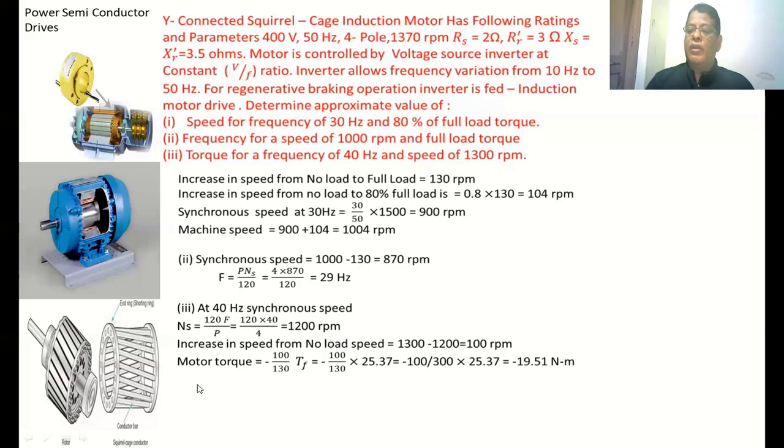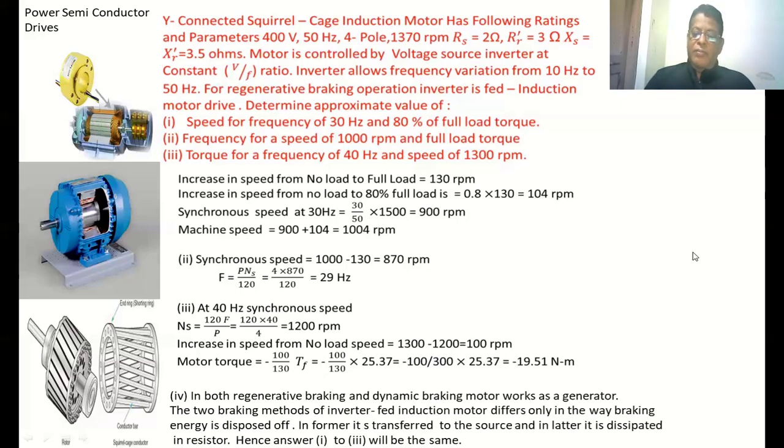Now the motor torque is equal to, there is an increase in speed of 100 RPM. At this value of increase in speed, how much torque is developed in the induction motor? Minus 100 by 130, this is the increase in speed at full load, into the full load torque. For the same data, we already calculated previously how much the full load torque developed in the induction motor is. You take that value here and substitute all the values, and you are finally getting minus 19.51 Newton-meters. See here, why are you getting a minus? Because here it is a regenerative braking operation of an induction motor.